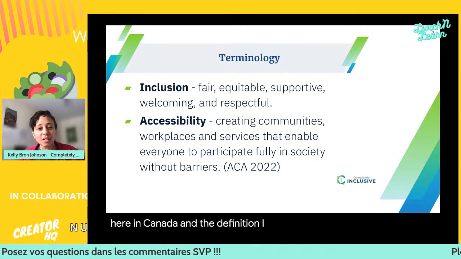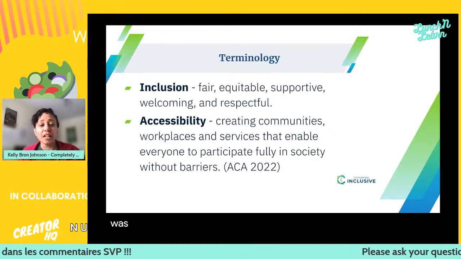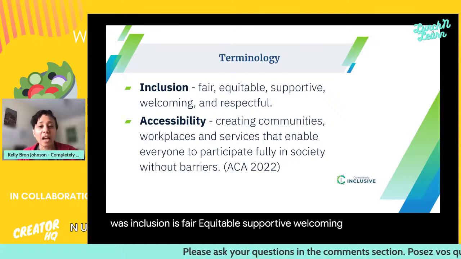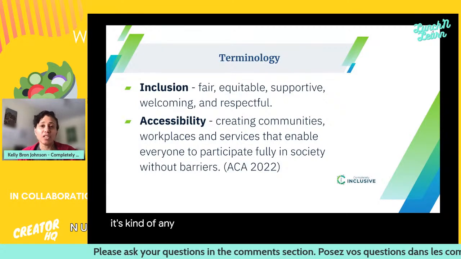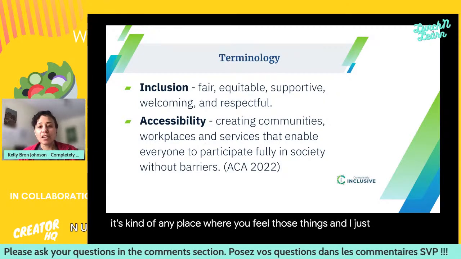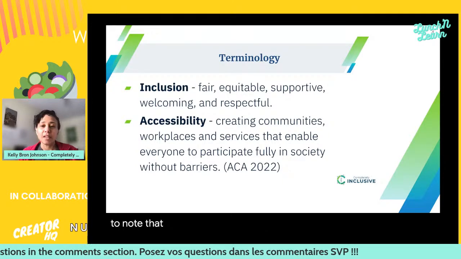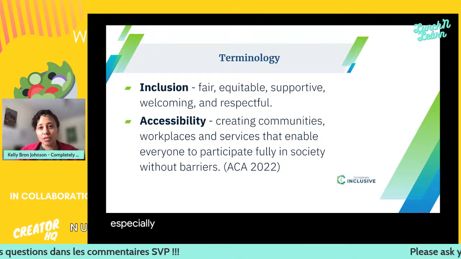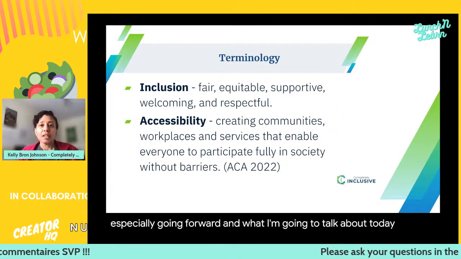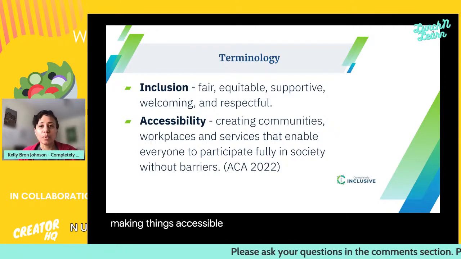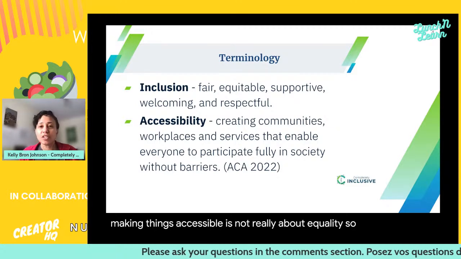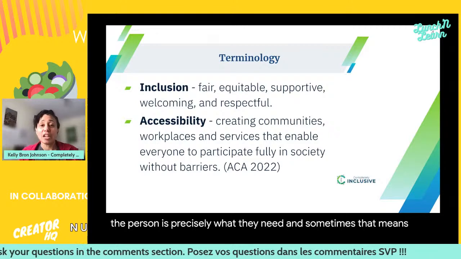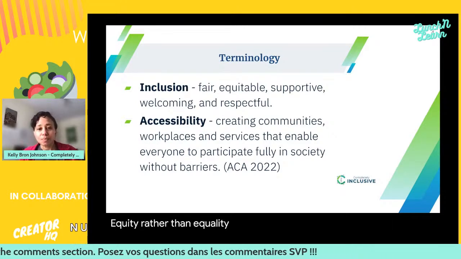The definition I found from Global Inclusion Canada was: inclusion is fair, equitable, supportive, welcoming, and respectful. So it's kind of any place where you feel those things. And I just kind of want to note that it says equitable and not equal. And that's really important, especially going forward. And what I'm going to talk about today is that making things accessible is not really about equality so much as giving the person precisely what they need. And sometimes that means equity rather than equality.